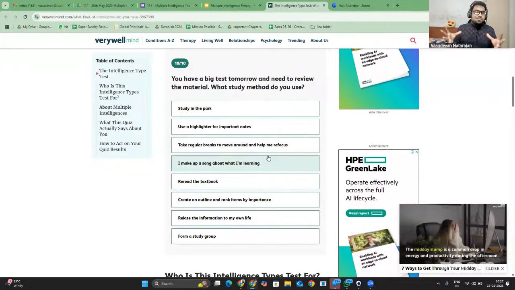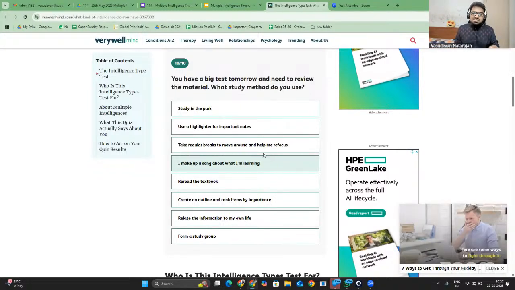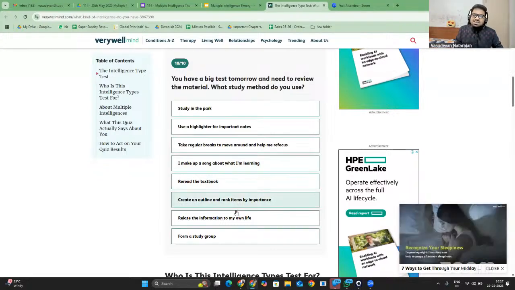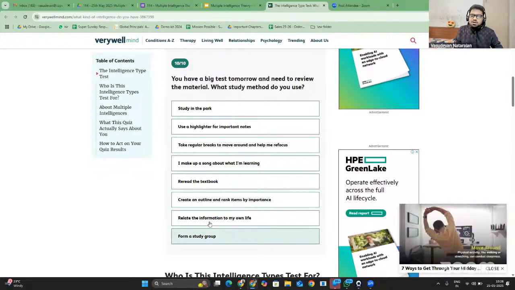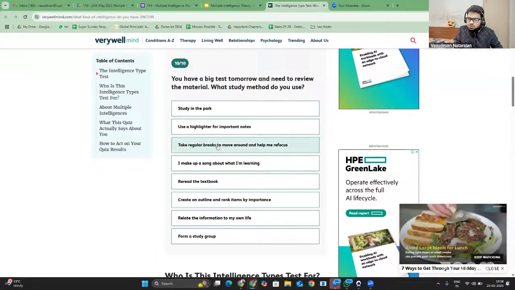Some sort of an acronym or something to remember a series or something like that. Reread the textbook? No, I don't do that. Create an outline and rank items by importance. So basically questions, not much. Relate the information to my own life, not at this time. Form a study group, not at this time. So I'd go and prefer to take regular breaks to move around and help me refocus.